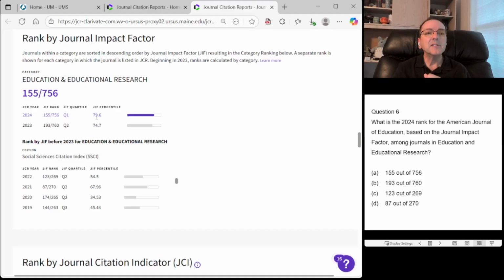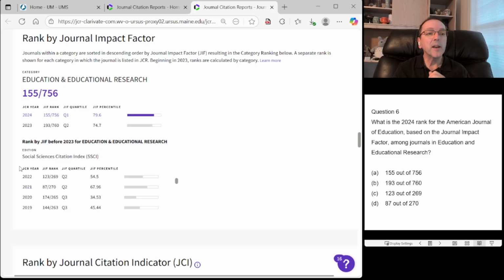And in fact, it's at the 79.6th percentile for journals in education and educational research. Very solid journal. That's great. Now, if you scroll down, you can see how the ranking and the percentile has changed over time.